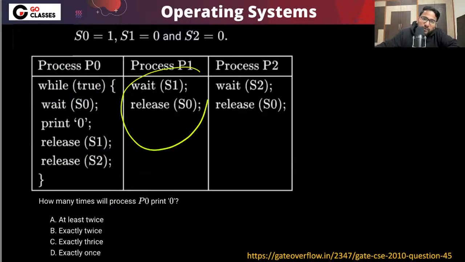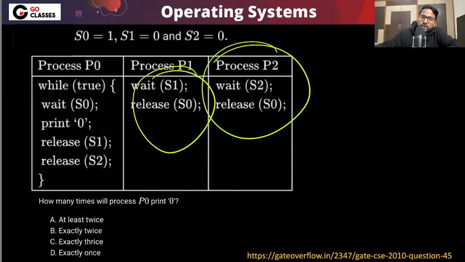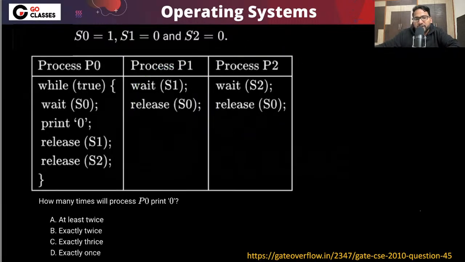The others will get executed, but only once. Wait and release, this is wait and release, this is wait and release, these will get executed only once. Let's see what is happening with this P0. It will get executed again and again, right?